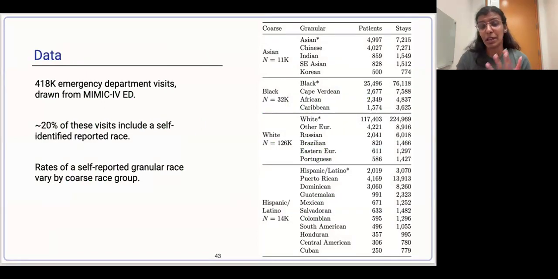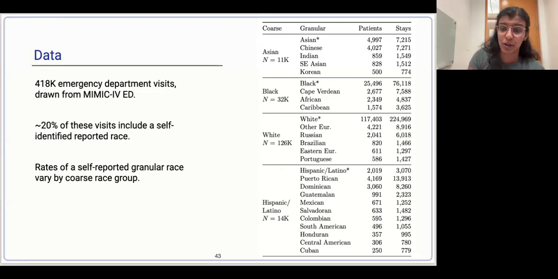To answer this, we make use of MIMIC-IV, which describes over 400,000 emergency department visits. And a huge thanks to the dataset creators for releasing this data. And I'll also pause here to say that if you're at all interested in questions related to granularity of race data, this is an incredible public resource for doing so. So across this data, approximately 20% of visits include a self-identified reported race.